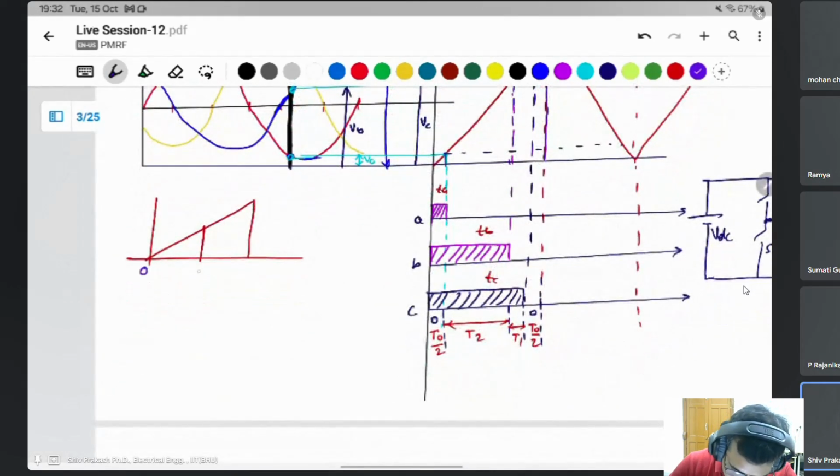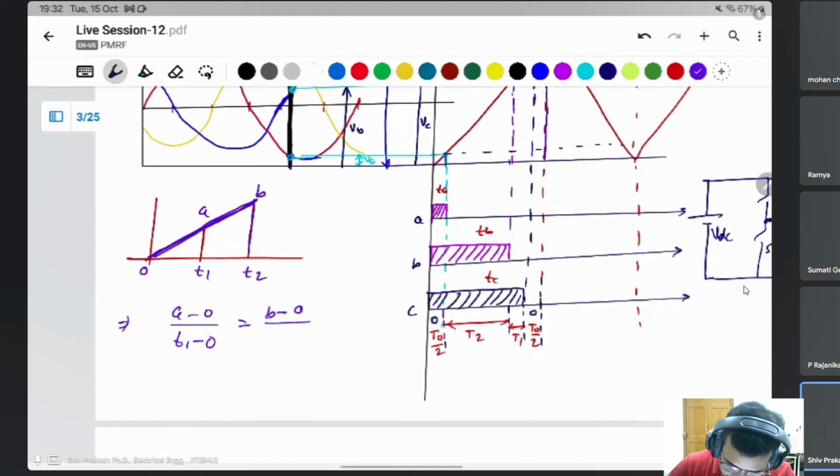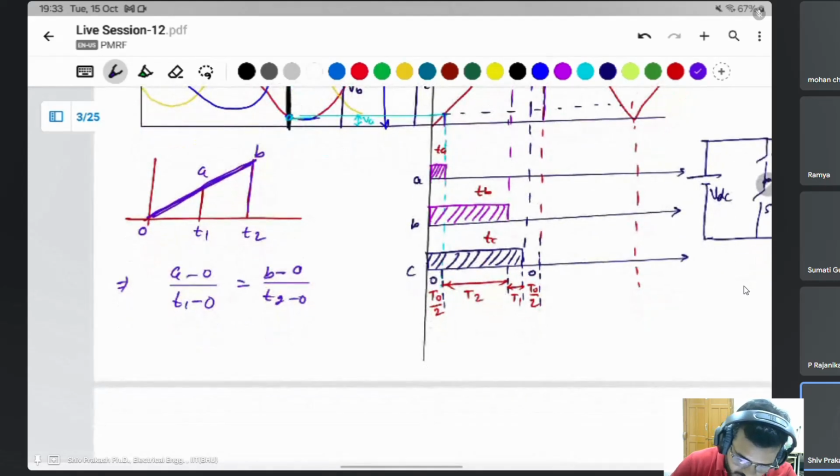Then what happened? Same thing. If you take this as 0, the T1. Suppose this will be T2. This will be A, B like that. Then you know about the triangular rules. So what is the slope? On the y axis, A minus 0 divided by T1 minus 0. Same slope occurs for this triangle also. Then B minus 0 divided by T2 minus 0. And if you want to calculate the time T1, because this will be T1, not T, the total time period is Ts. Then you can calculate T1 by A divided by B and T2.